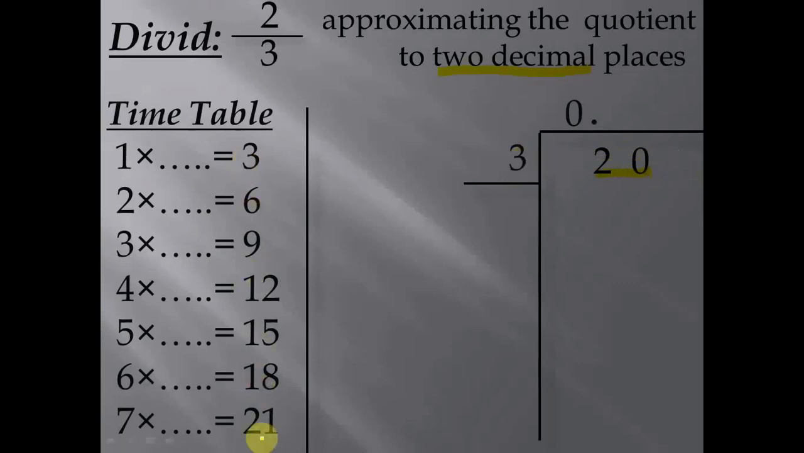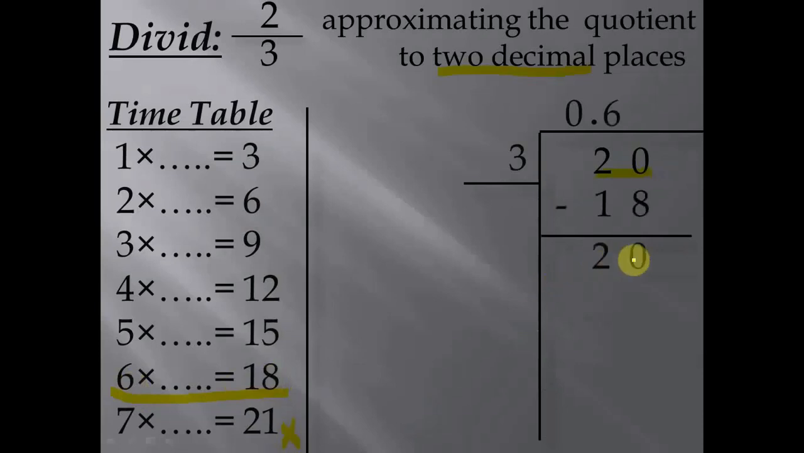Search for 20, not found. Search for a number bigger than 20: 21, yes. Cancel it and take this multiply. 6, write it up, 18, write it under 20 and subtract. Remainder 2.